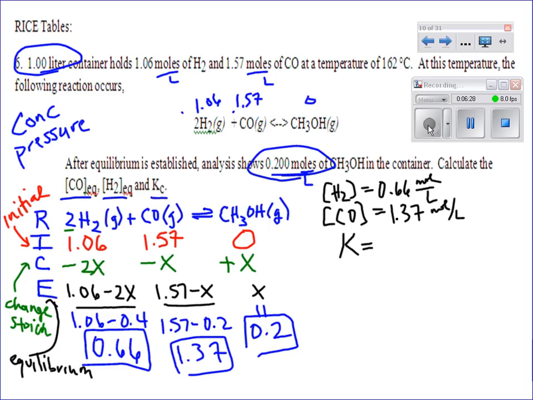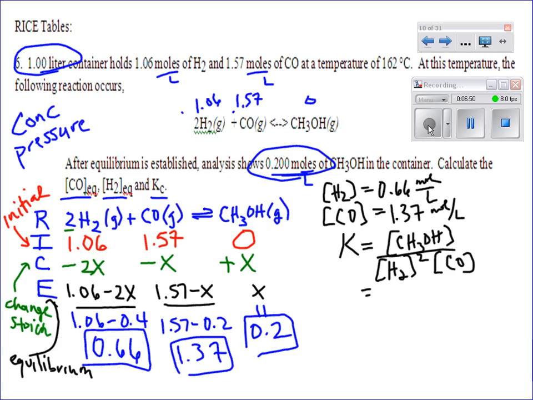Good. I'm going to plug all of those into the equilibrium expression. So I'm going to go ahead and write the unsubstituted first, and I get products over reactants, H2 squared times CO. And the reason I want you to write that expression is you might have missed that squared had you not done that. We got to square that H2.